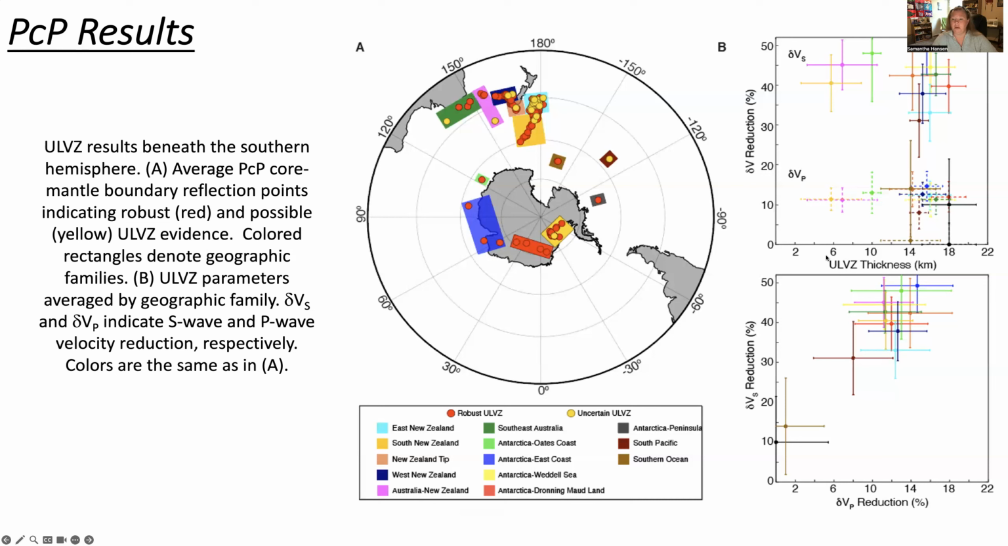In B, you can see the corresponding ULVZ characteristics we've obtained with our modeling. Again, the S and P velocity reductions and the thickness of the ULVZ. And as you can see, these characteristics vary quite a bit across the study area.